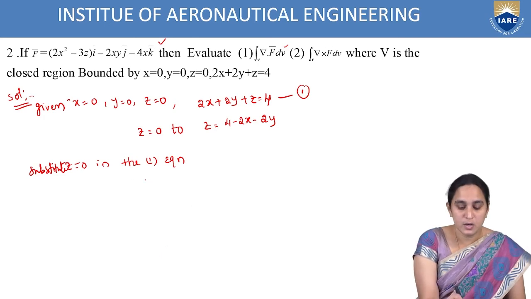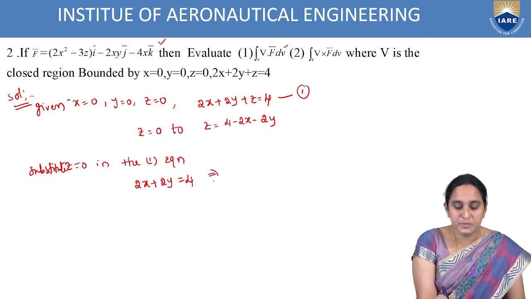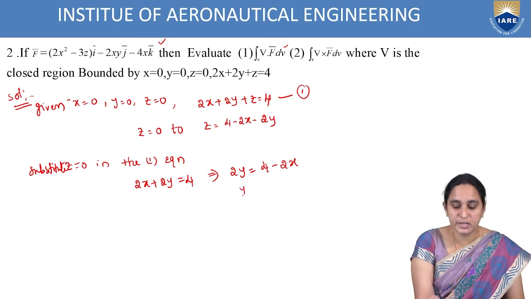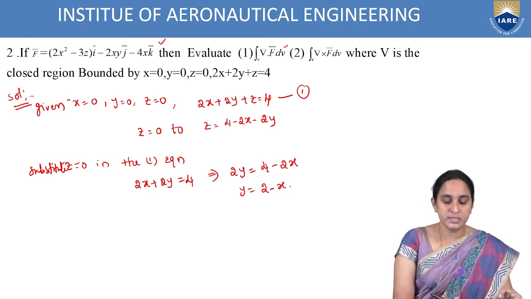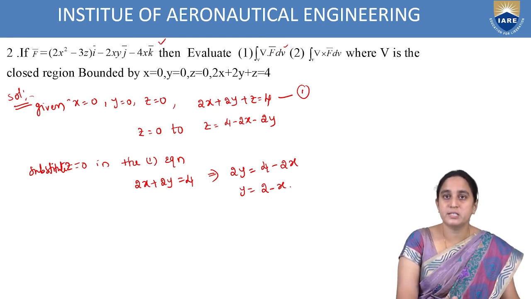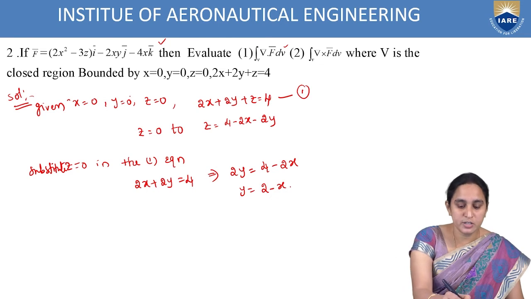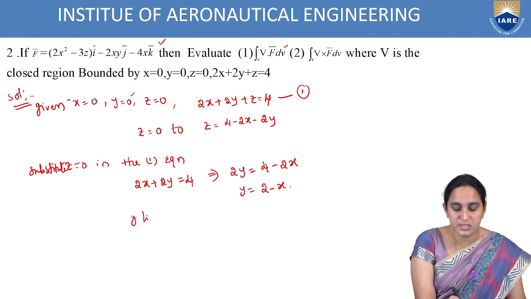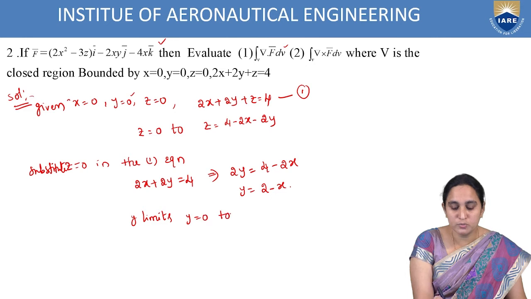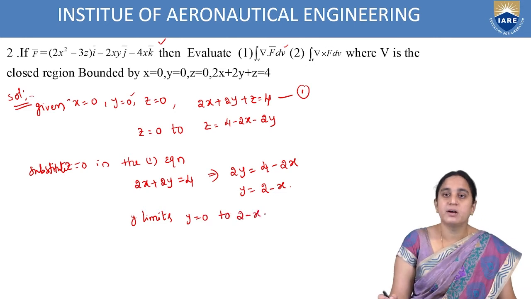From that we got 2x plus 2y is equal to 4. From that, 2y is equal to 4 minus 2x. From that, y is equal to what? 2 minus x. Therefore, if you are substituting z is equal to 0, we got the y limit point as 2 minus x. And what about the initial point for y? y is equal to 0. Therefore, what are the y limits here? y is equal to 0 to 2 minus x.